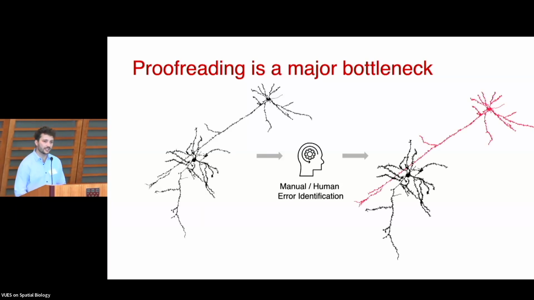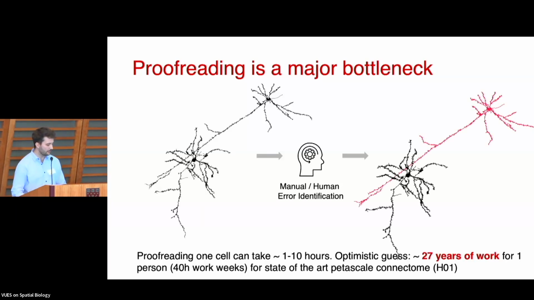And again, to give you a sense of the scale at which this has to happen in modern connectomics, depending on the level of detail that a human proofreader works, it can take between 1 to 10 hours to proofread a single neuron. And with my extremely optimistic guess, which many people in connectomics probably would not share and would say is too optimistic, it would take about 27 years of work for a single human to proofread one single state-of-the-art large-scale connectome, such as the HL1 dataset.